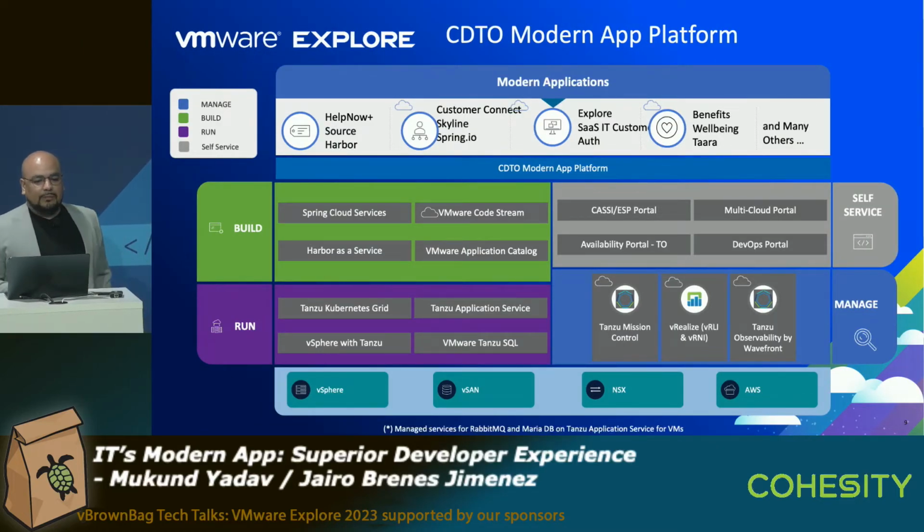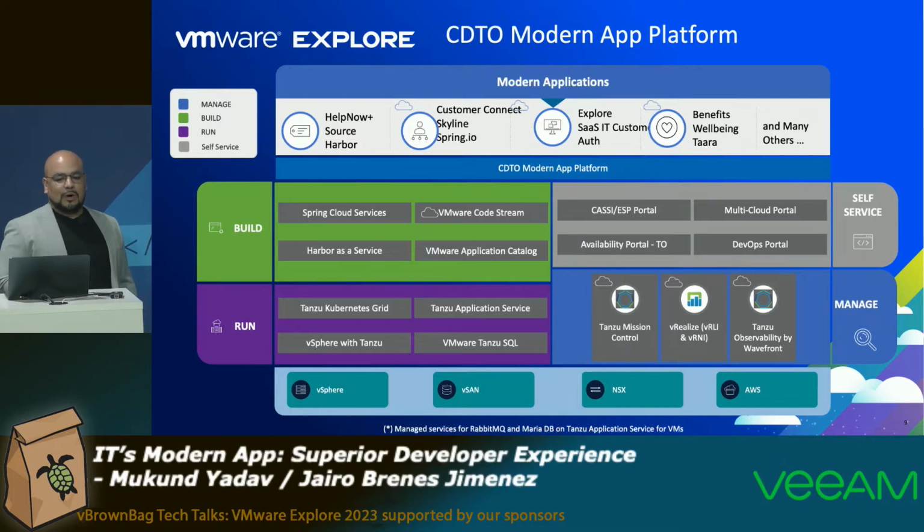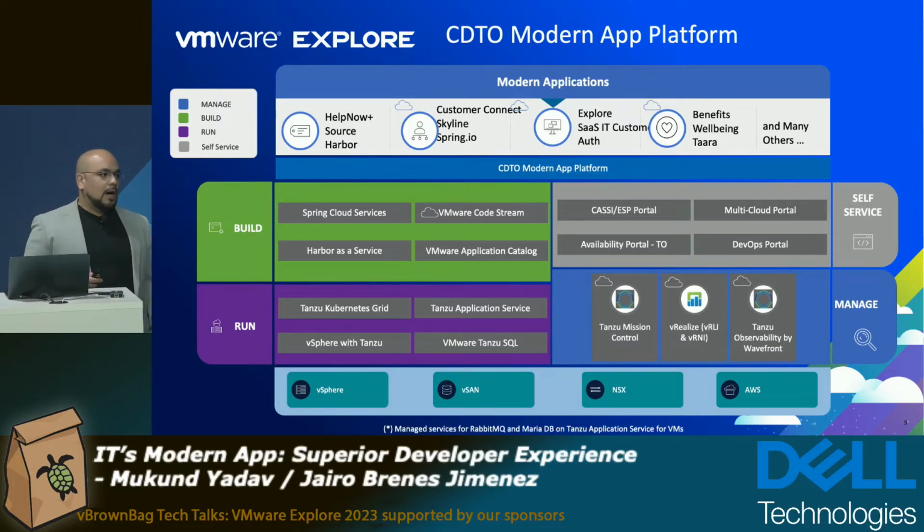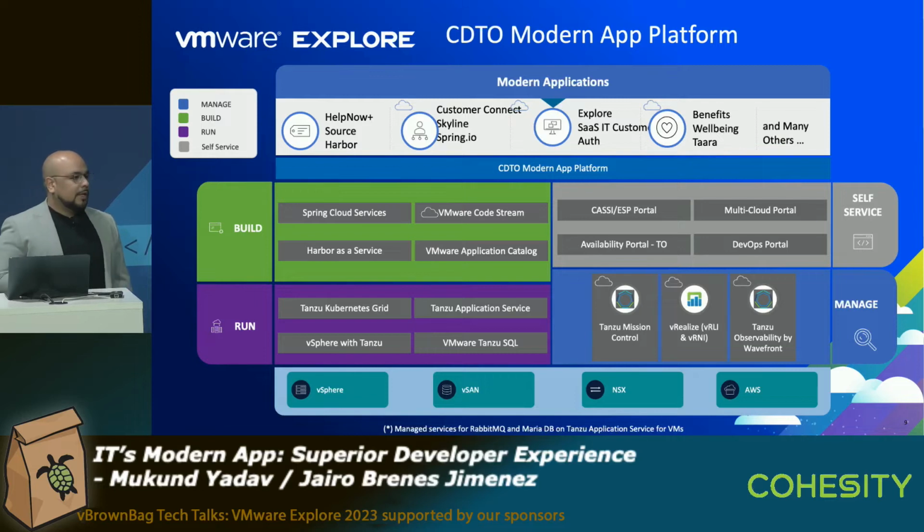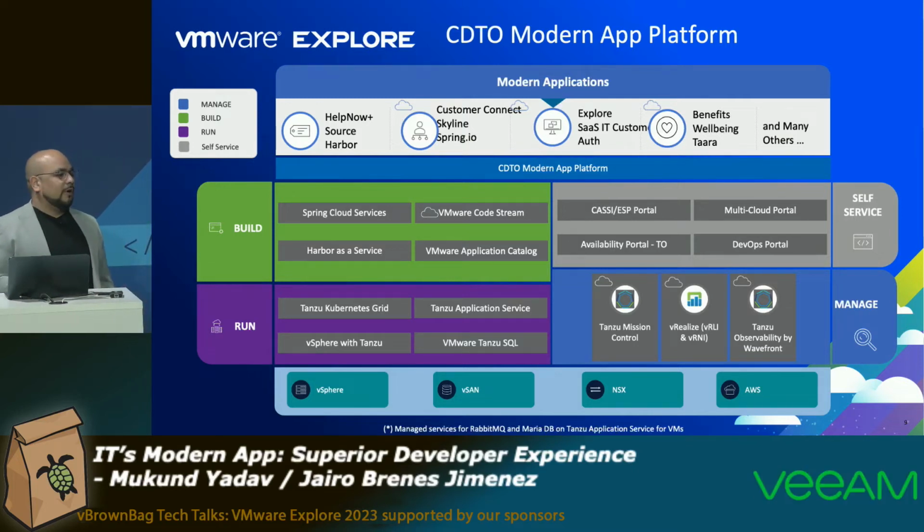One of the most common applications we run for corporate business are, we can mention, Help Now, Source, Harbor. This is used by hundreds of users within VMware Corporation. Also, we have Customer Connect, Skyline, Spring.io. These are applications that are used worldwide by thousands of users throughout the world. This is just to mention a few of the applications that we do support in our stack: benefits, well-being, data, and many others.